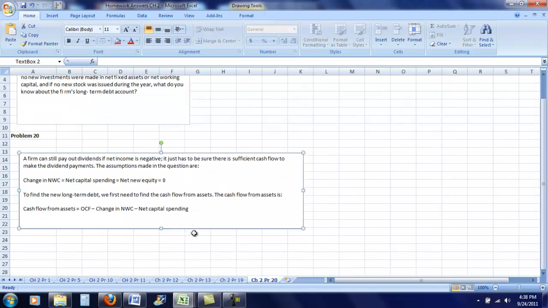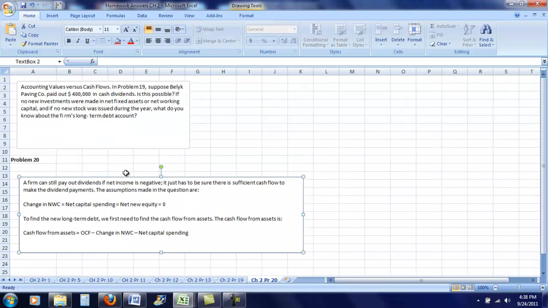Okay, accounting values versus cash flows. Problem 19. Suppose they paid out $400,000 in cash dividends. Is this possible? If no new investments were made in net fixed assets or net working capital, and if no new stock was issued during the year, what do you know about the firm's long-term debt account? So first of all, a firm can still pay out dividends if net income is negative. It has to be sure there's sufficient cash flow to make these dividend payments.